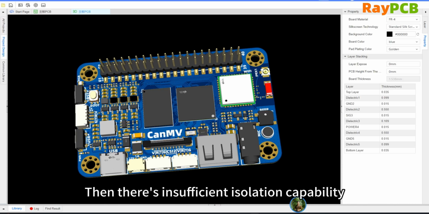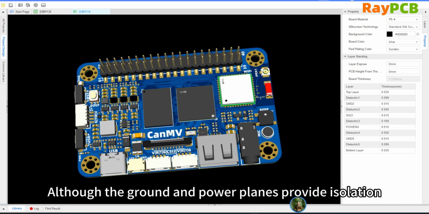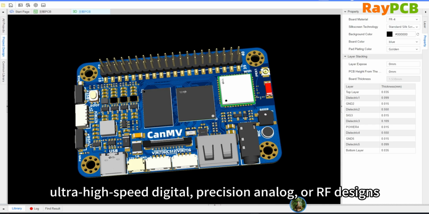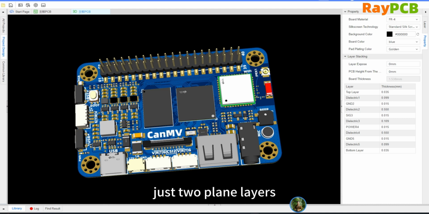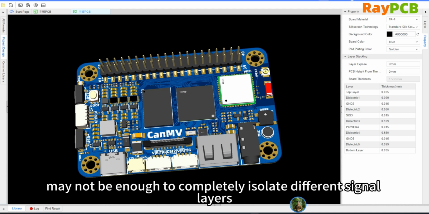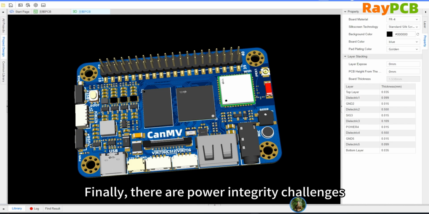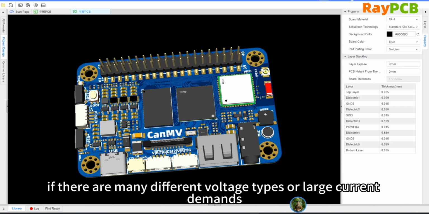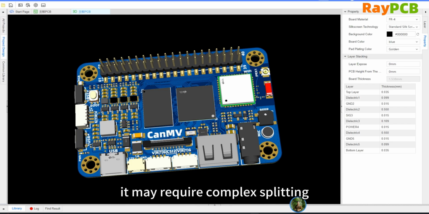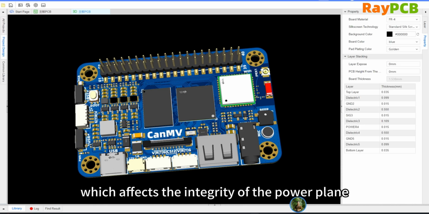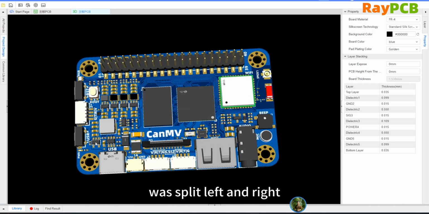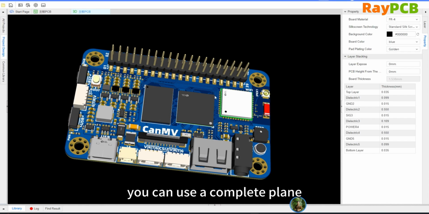Next is the issue of insufficient isolation. Although the ground plane and power plane provide some isolation, in extremely sensitive signal scenarios, such as ultra-high-speed digital or precision analog designs, relying on just two plane layers may not be enough to fully isolate different signal paths. Finally, there are challenges with power integrity. If you have a power plane with multiple voltage rails or high current demands, you may need to implement complex splits, which can affect the integrity of the power plane. For example, as we discussed in another circuit last time, its power plane was split left and right. So with a 6-layer board, you can use a complete plane.